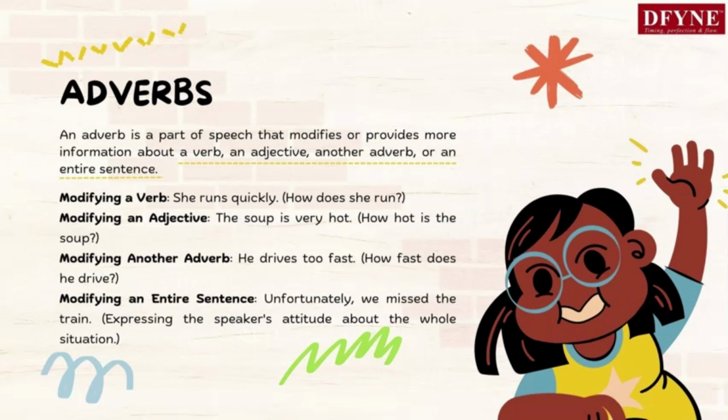For example, in the sentence, she runs quickly, quickly is modifying the verb runs. It is therefore answering the question, how does she run? Similarly, in the next example, how hot is the soup? Is answered. However, in the last example, modifications show the attitude of the speaker instead of answering a specific question.